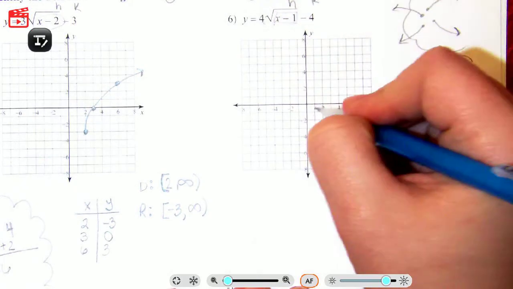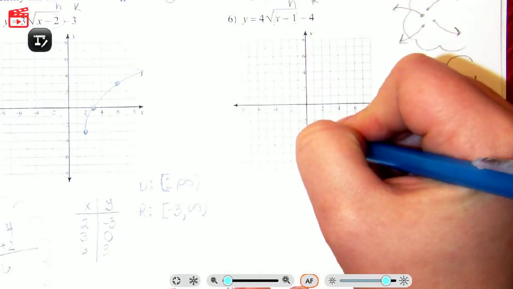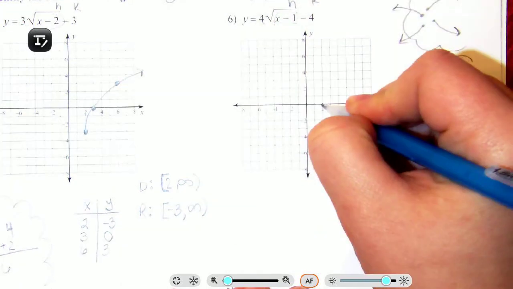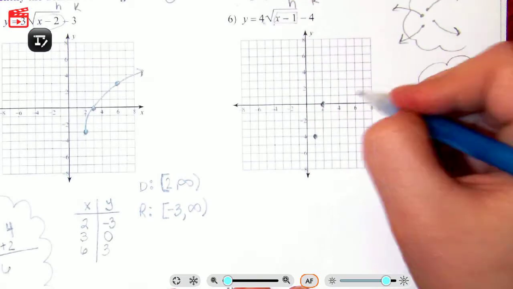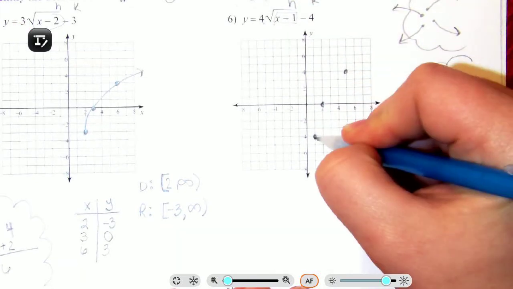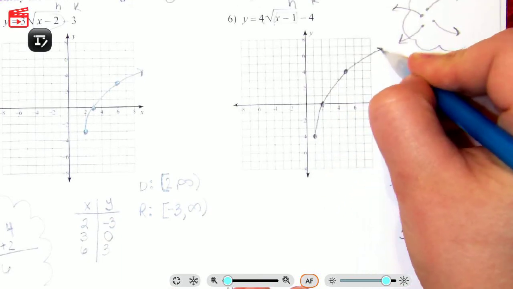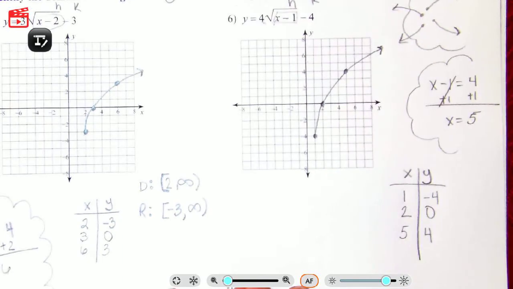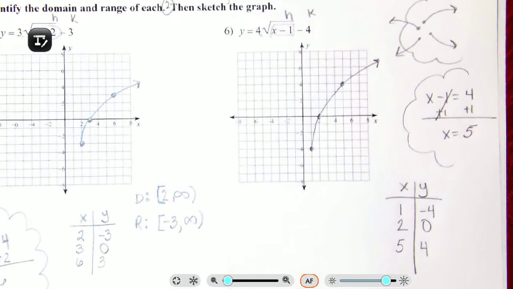So I have 1 and -4. I have 2 and 0. And I have 5 and 4. And then connect. And then here is our sketch.